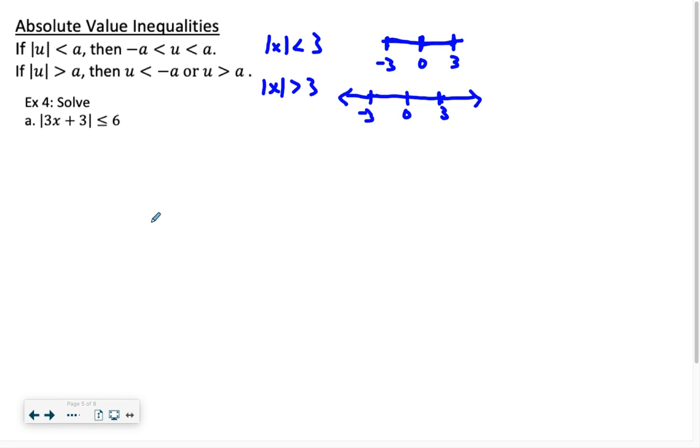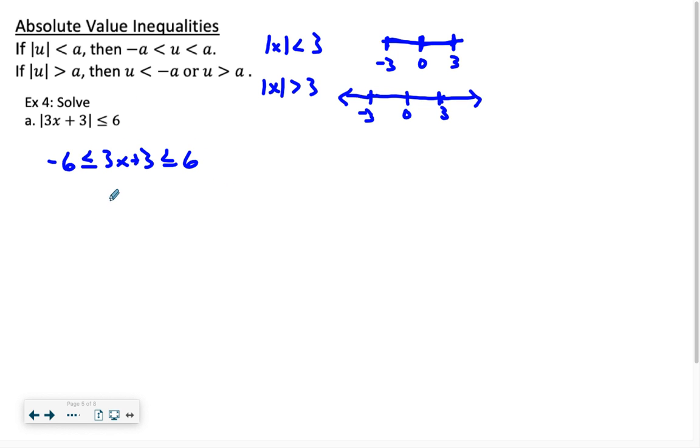So let's take a look at that from an inequality perspective, from an algebraic perspective. So this first one fits my first case here. I want to say that this 3x plus 3 has to be less than or equal to 6, but also greater than or equal to -6. So I'm going to set this up as a nice compound inequality like this.